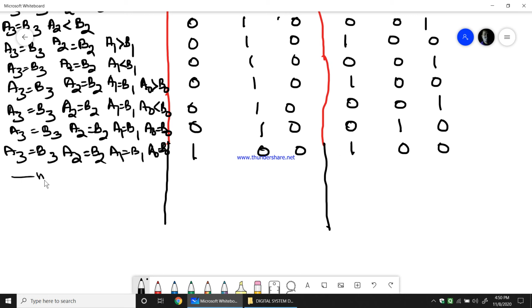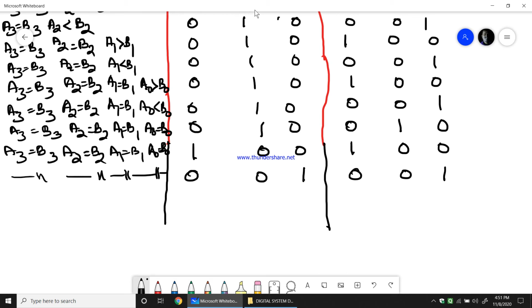Then again, if A3, B3, A2, B2, A1, B1 and A0, B0 are equal, and if I make A less than B as high, then A less than B will go high as the output. So this is the benefit of cascaded input. While comparing A0 to B0 through A3 to B3, A equals B will always be high. Other two can be zeros. So then only it gives importance to these input bits.